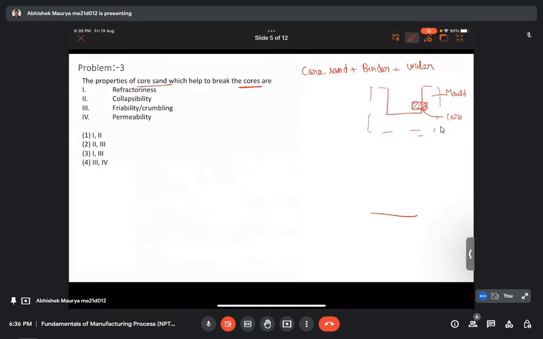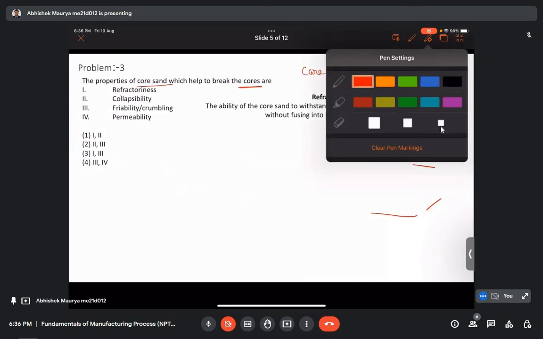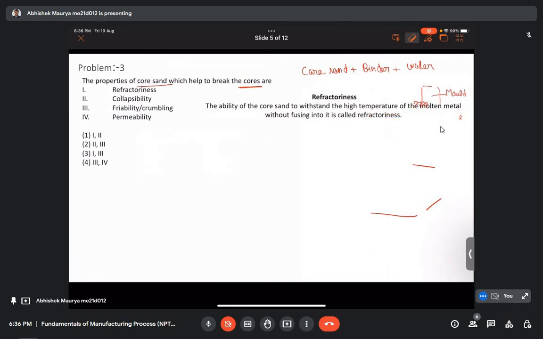Refractoriness. It is basically the ability of the core sand to sustain high temperature. So refractoriness is the property of the core sand which enables the cores to withstand high temperatures.